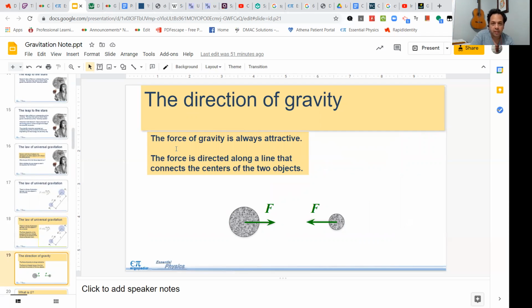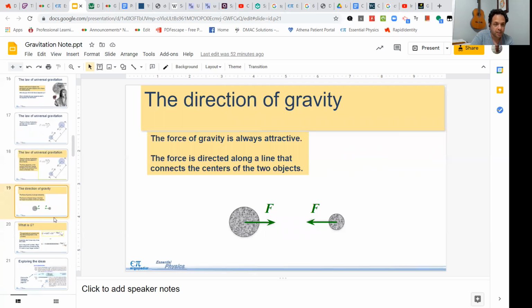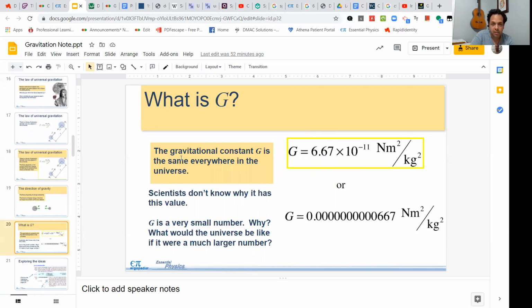The direction of gravity: the force of gravity is always attractive. The force is directed along a line that connects the centers of the two objects. What is G? It's the gravitational constant, and it's the same everywhere in the universe. So for any planet, we can calculate gravity with this gravitational constant. Scientists don't know why it has this value. It's kind of like pi. It's just one of those constants that we discover, and it's everywhere.